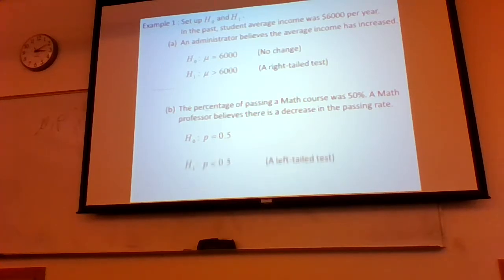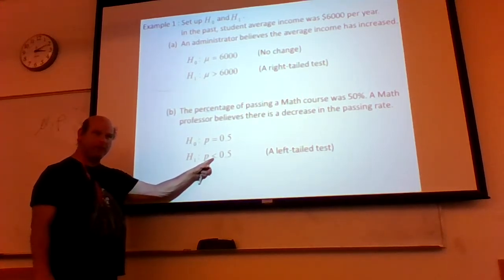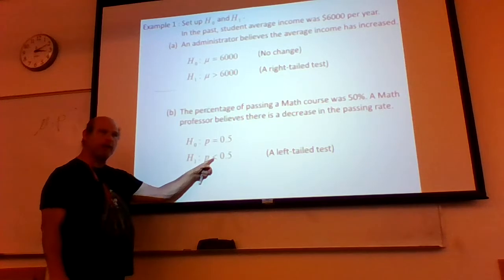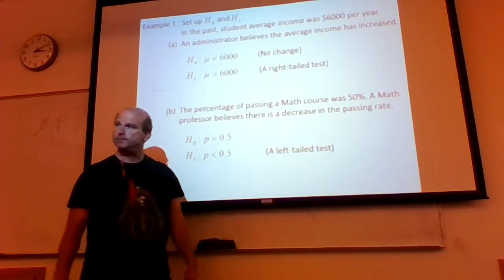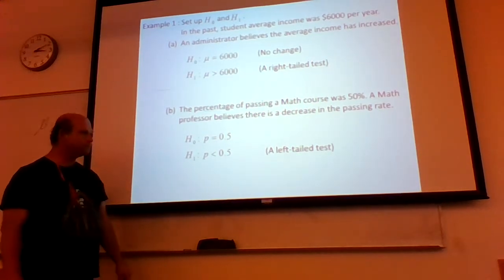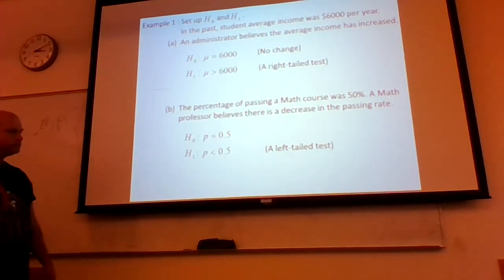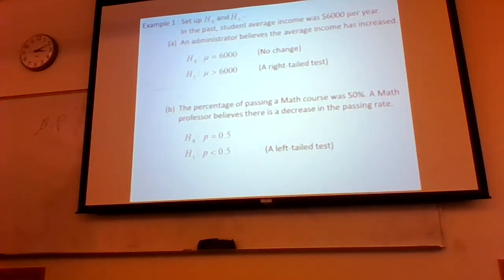And the alternative would be that the population proportion is what? Less than 0.5. Why? Because it's decreasing. Does that make sense? Yes. And that's the left tail, and that's a left-tailed test, that's right. Any questions on that?